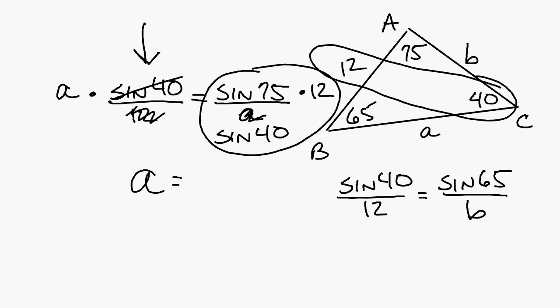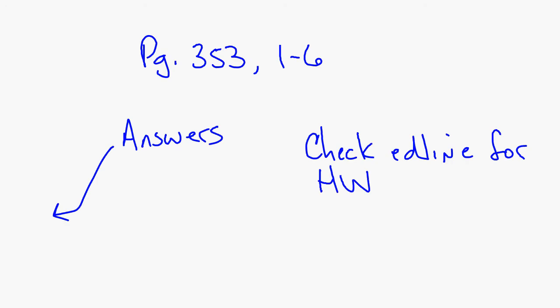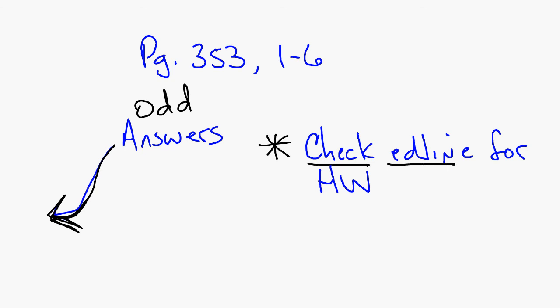Alright, your assignment for today is right there. Page 353, 1 through 6. The odd answers are at the end of the arrow. Odd answers, those are at the end of the arrow, right? Right there. Okay? And make sure that you continue to do this. Check headline for homework. Okay?